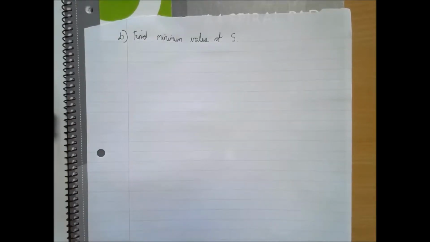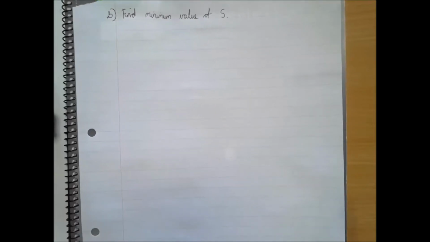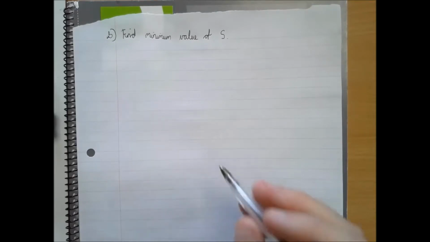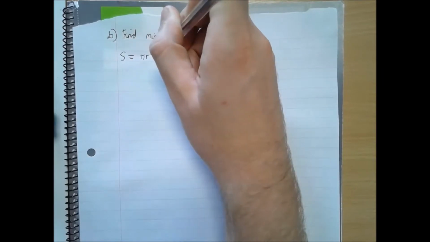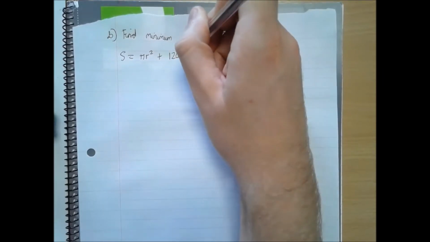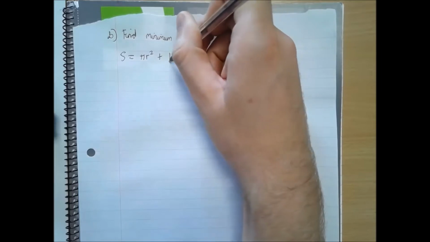Okay, so part B, this usually follows the same pattern. Part A is usually showing that an equation is given by a formula, and part B is usually finding a minimum or maximum value. Now we want the minimum value of s, and we know that s is pi r squared plus 120,000 over r.